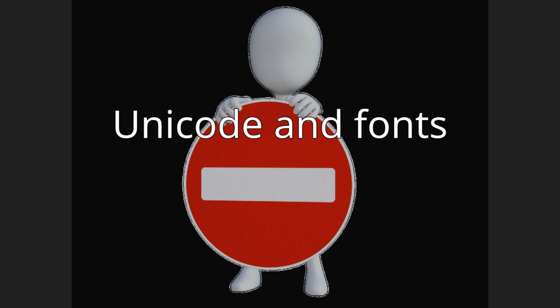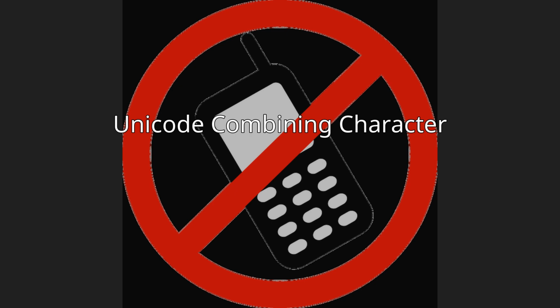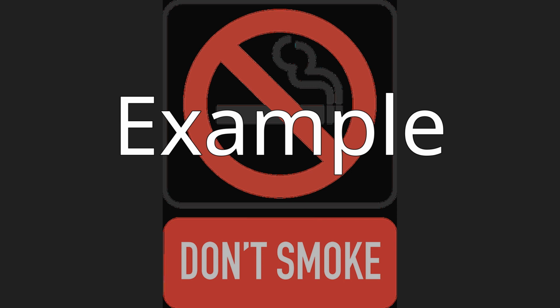Unicode and fonts. Unicode combining character. The Unicode code point for the prohibition sign is U+20E0, combining enclosing circle backslash. It is a combining character, which means that it appears on top of the character immediately before it. Example: putting W and #x20E0 will display the letter W inside the prohibition sign.